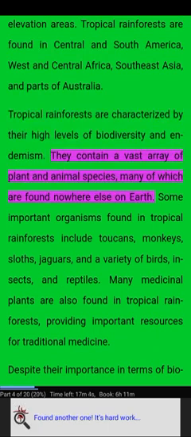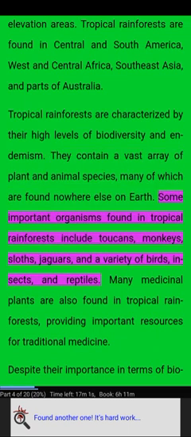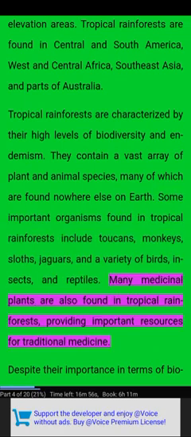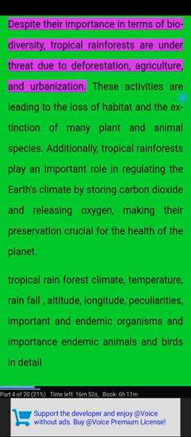They contain a vast array of plant and animal species, many of which are found nowhere else on Earth. Some important organisms found in tropical rainforests include toucans, monkeys, sloths, jaguars, and a variety of birds, insects, and reptiles. Many medicinal plants are also found in tropical rainforests, providing important resources for traditional medicine. Despite their importance in terms of biodiversity, tropical rainforests are under threat due to deforestation, agriculture, and urbanization.